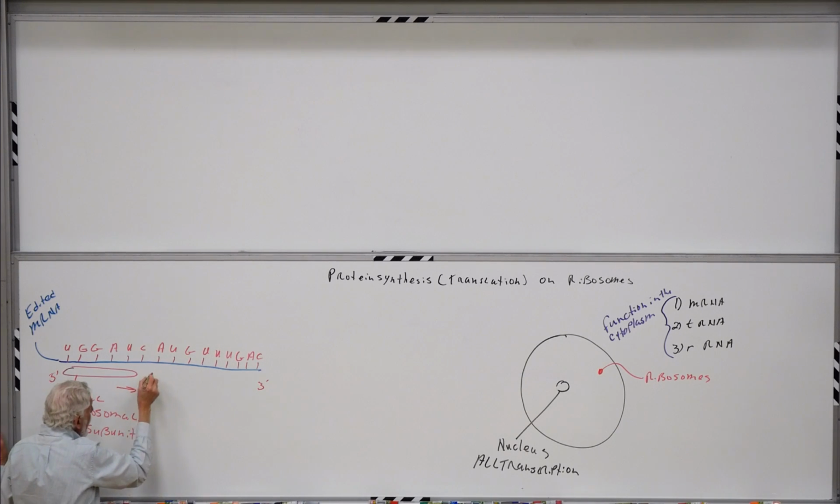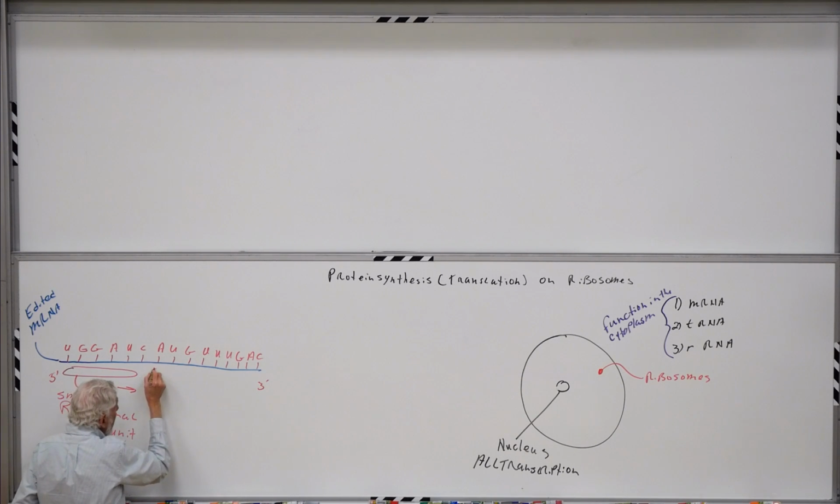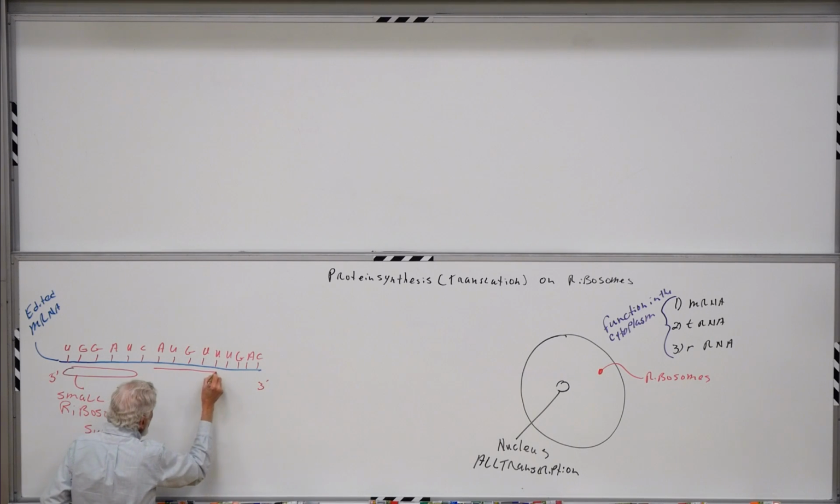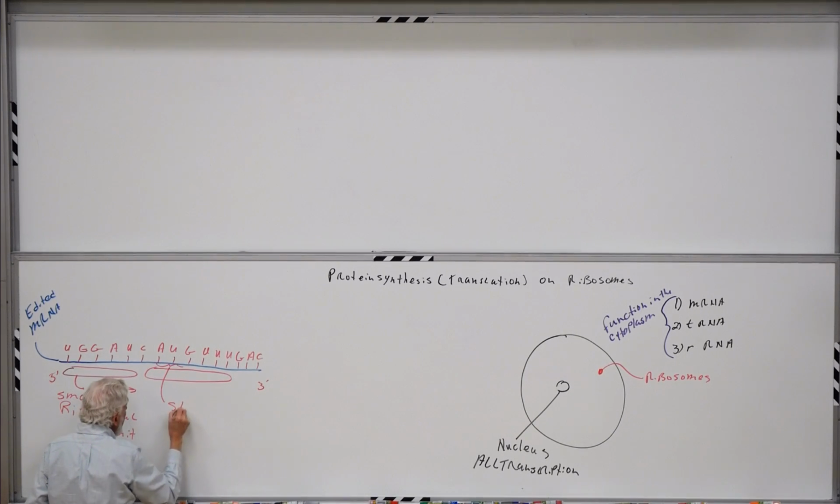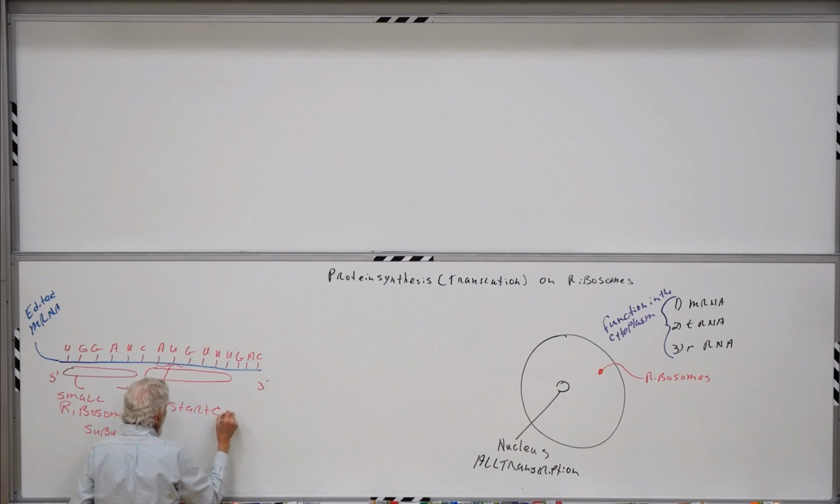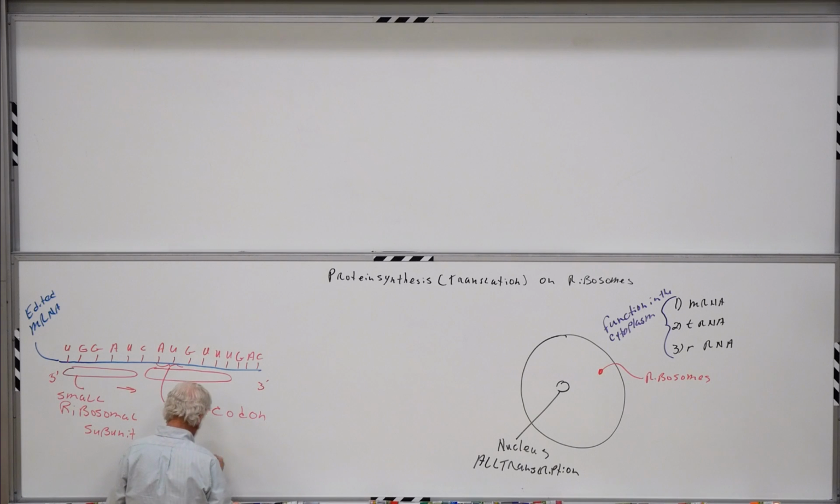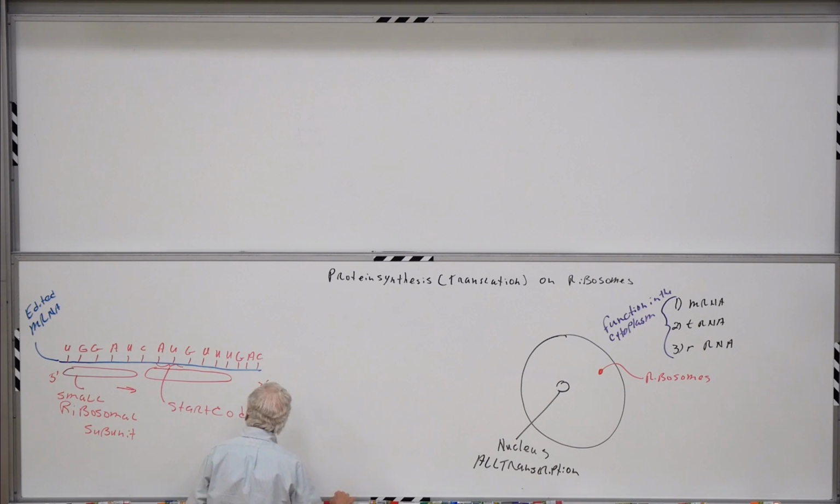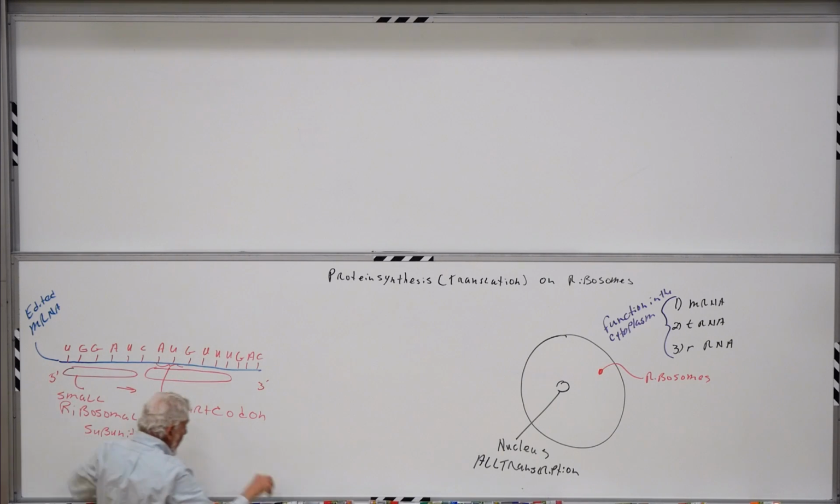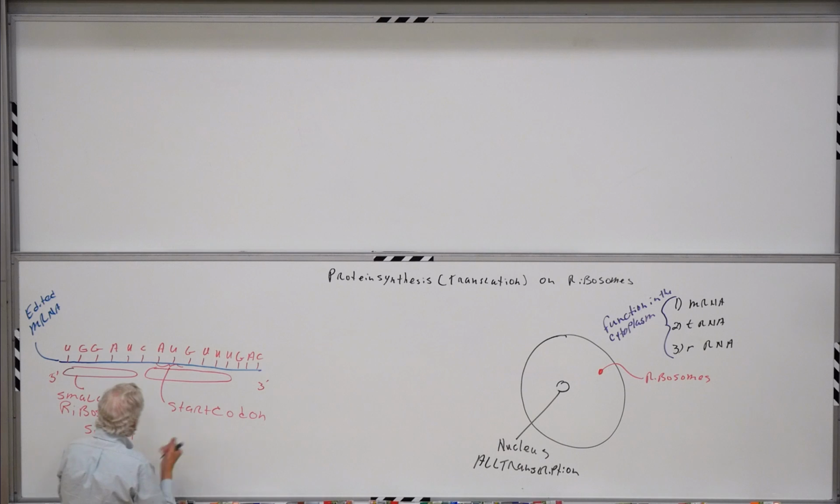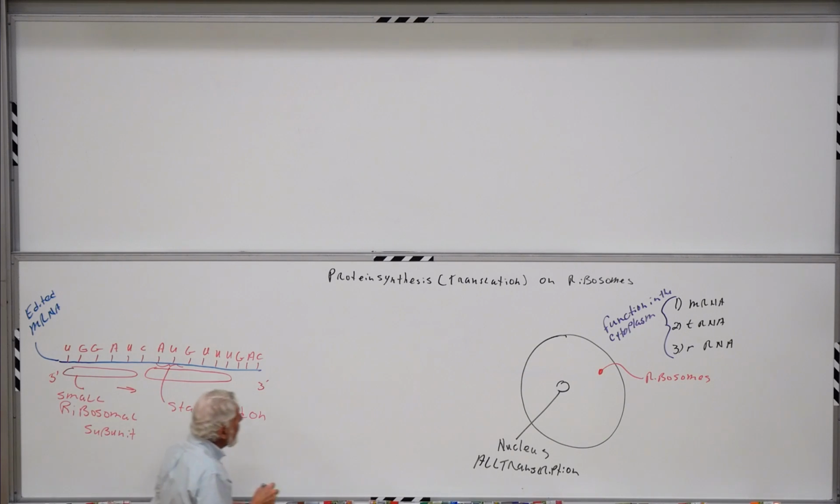And it will move down the RNA strand until it reaches this 3 base set called the start codon. The arrival of the small ribosomal subunit at this 3 base set recruits a transfer RNA.